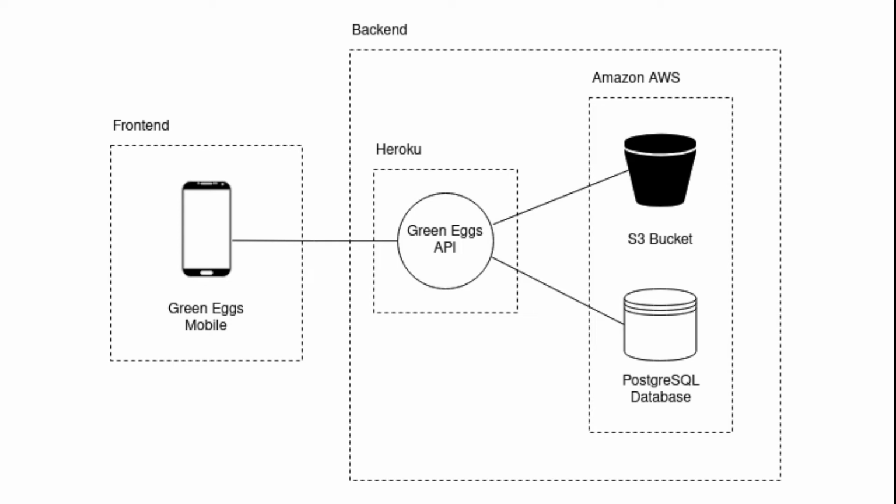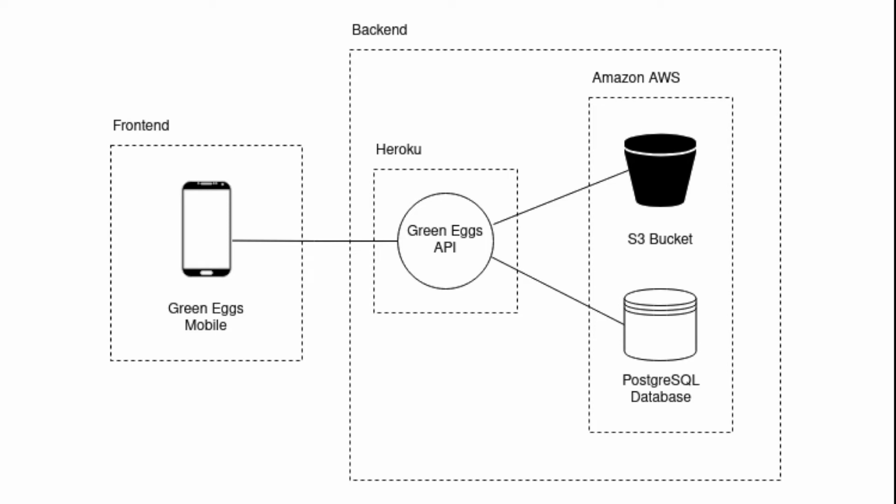The system architecture of Green Eggs consists of a few subsystems. Mainly, there is a mobile app frontend and a backend. The mobile app frontend consists of a React Native app that works on iOS and Android. This mobile app sends and requests data to and from the backend. This lets the app persist data and share data between users.